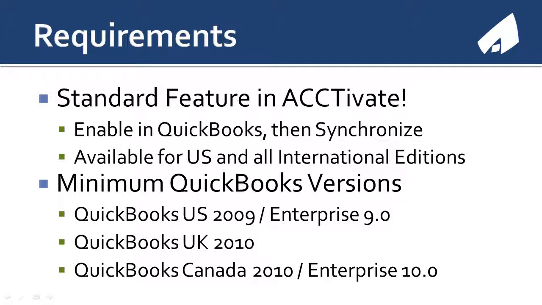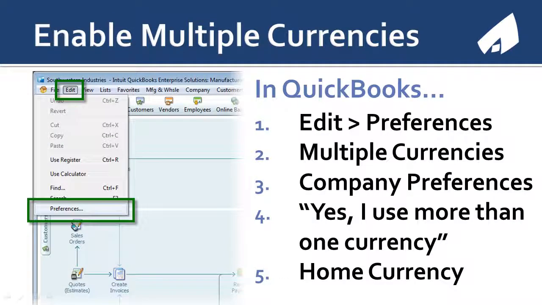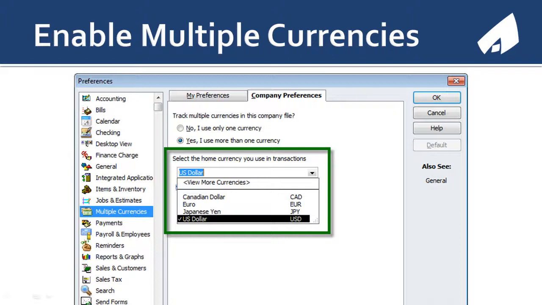QuickBooks, however, does have minimum version requirements. As you can see here, QuickBooks US 2009 and Enterprise 9.0, QuickBooks UK 2010, and QuickBooks Canada 2010 Enterprise 10. To enable multiple currencies in QuickBooks, you do so in the Edit Preferences screen. You'll select Multiple Currencies, Company Preferences, and then yes, I use more than one currency.